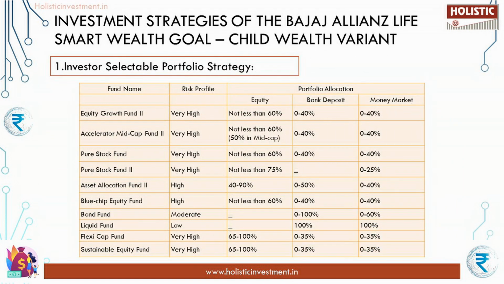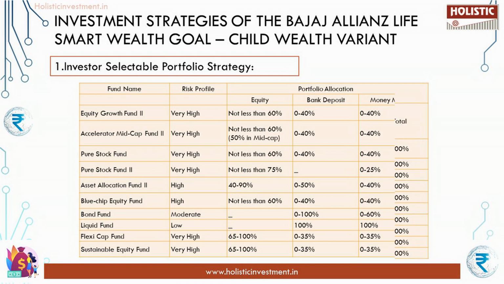Now let us focus on investment strategies of Bajaj Allianz Life Smart Wealth Goal Child Wealth Variant. The policy provides you with 5 unique portfolio strategies, out of which any one strategy can be chosen at the inception of your policy. Let us look one by one in detail. Investor selectable portfolio strategy. If you want to allocate your premiums based on your personal choice and decision, you can opt for this strategy and choose from among the 10 funds to suit your investment needs. You can refer to the table here. Each fund has a different risk profile. Choose a fund based on your risk profile.